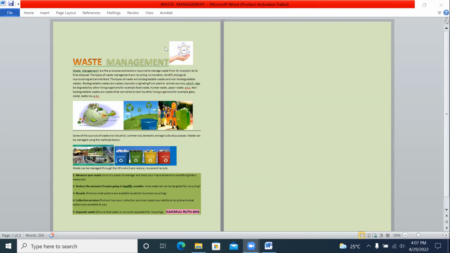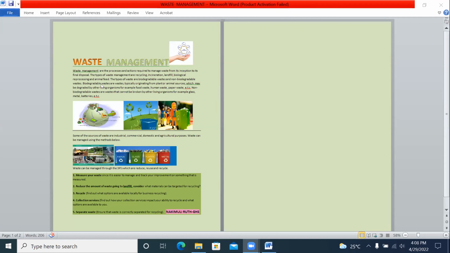Ruth: Here is my waste management poster. It says waste management are the processes and actions required to manage waste from its inception to its final disposal. The types of waste management are recycling, incineration, landfill, biological reprocessing, and animal feed. The types of waste are biodegradable wastes and non-biodegradable wastes.